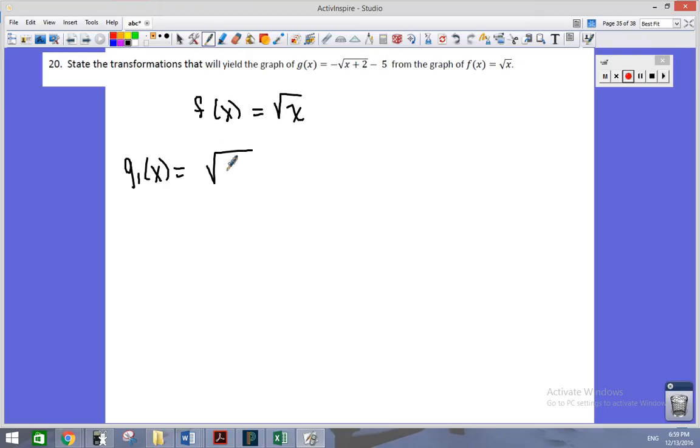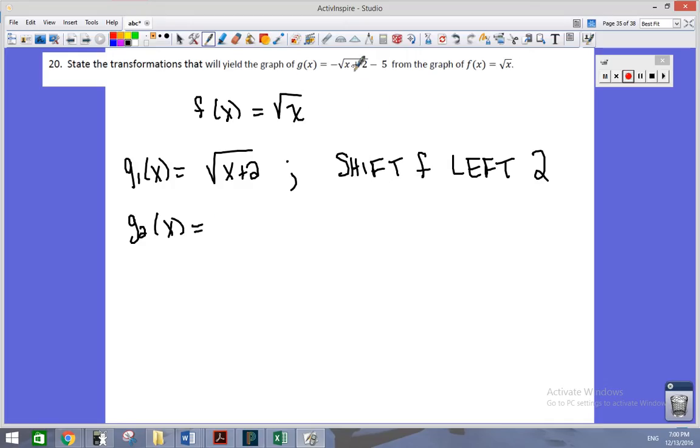So if you have x plus 2, the description of that is bizarre. You don't shift it to the right 2 units. You actually shift the graph of f to the left 2 units. So now you're working with this graph, and you're actually done with the transformations on the x.